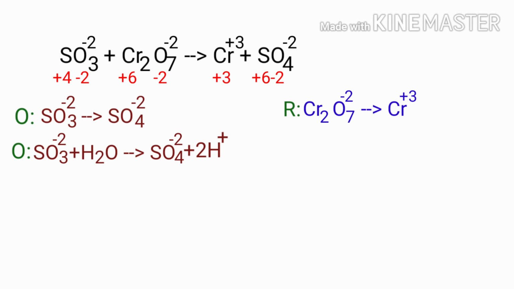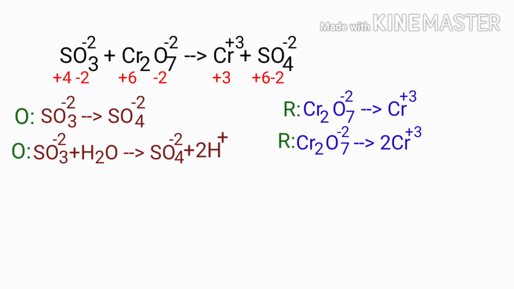Now you can balance the number of atoms in the reduction half reaction. In the reduction half reaction, to balance the chromium atoms, we need to put a coefficient of 2 in front of Cr 3+. The chromium atoms are balanced.